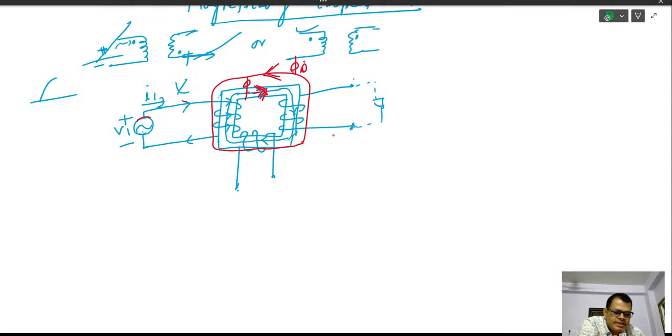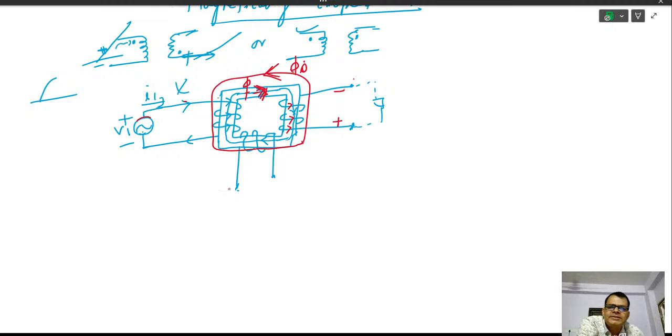So what should be the current flowing if I connect a load between these terminals? Obviously the same, use the right hand rule. So obviously the current direction should be this, as the flux has to go upwards. That means this terminal will be positive, this will be negative.